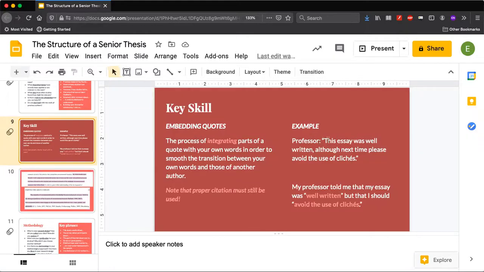So here, I didn't have to use this whole sentence. I just picked the parts that were most important, and I used those quotes. And I think you might also notice that the rhythm of a sentence like this is smoother than just saying something like, my professor gave me feedback. Quote, this essay was well written, although next time please avoid the use of cliches. Here it's smoother, it's nicer, and it's going to make you sound like a more sophisticated writer.